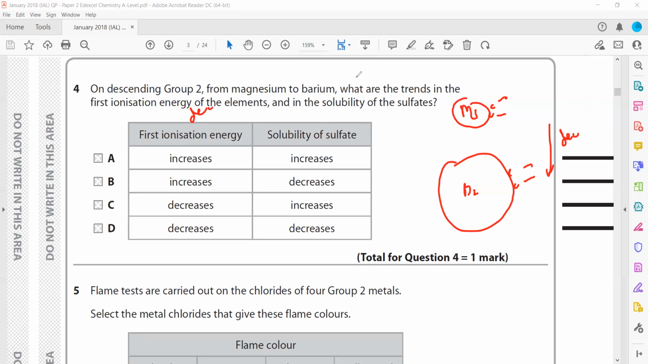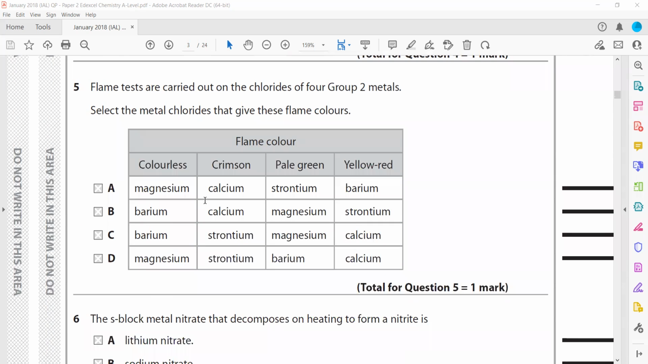What about solubility? Solubility of hydroxide and nitrate increases; only for sulfate, as we go down the group, it decreases. That's why D is the right answer. You have to learn this solubility trend for hydroxides, nitrates and sulfates. Sulfates only decrease as we go down, becoming less soluble, and hydroxide and nitrate increase as we go down.